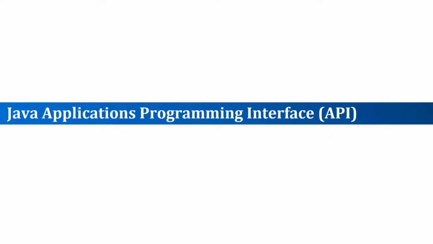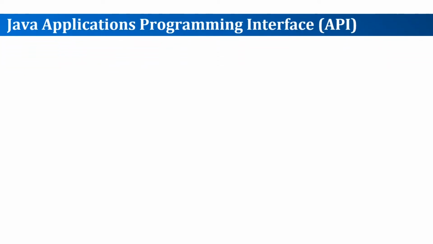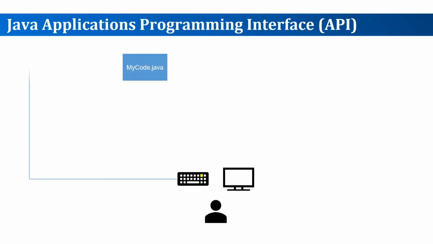In this video, we will learn about the Java Applications Programming Interface, API. As you sit in front of your computer and start typing your first Java program, you will need the computer to understand what you type on your keyboard. You will also need your computer to perform the basic task of printing something to your screen. So how would you do that?